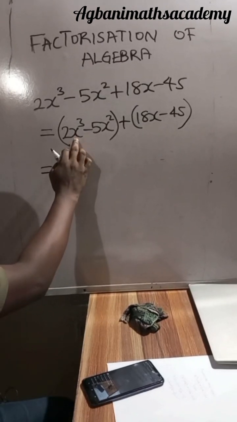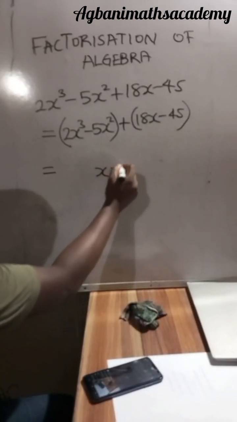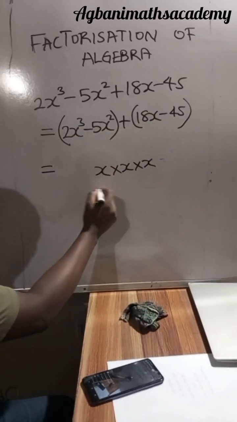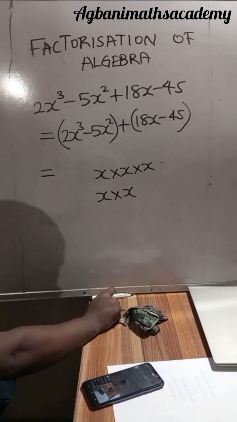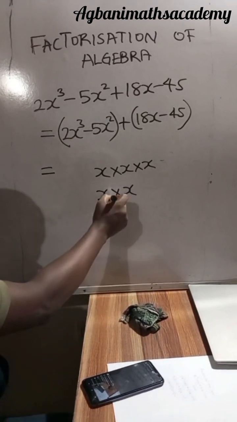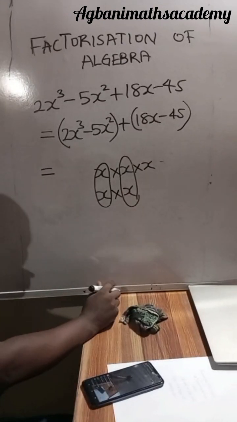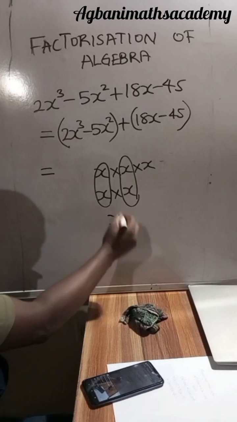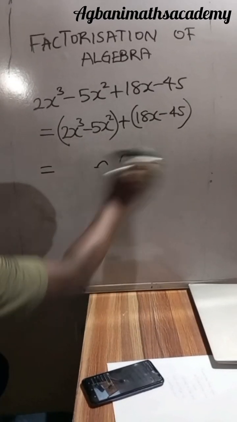Let's go to the alphabet. X raised to power 3 is x times x times x. X raised to power 2 is x times x. So among these two, what is common? You have x is common here, you have x is common here. So what is common is x times x, which is the same thing as x squared. So what is common is x squared.